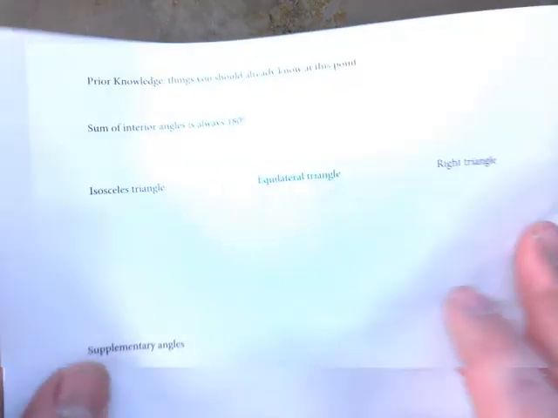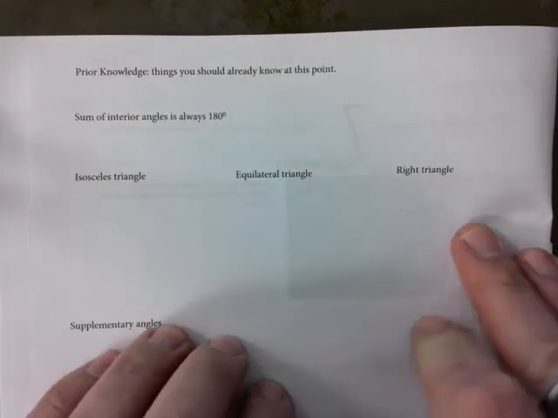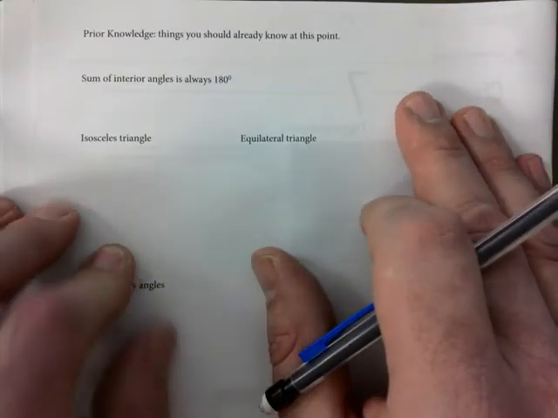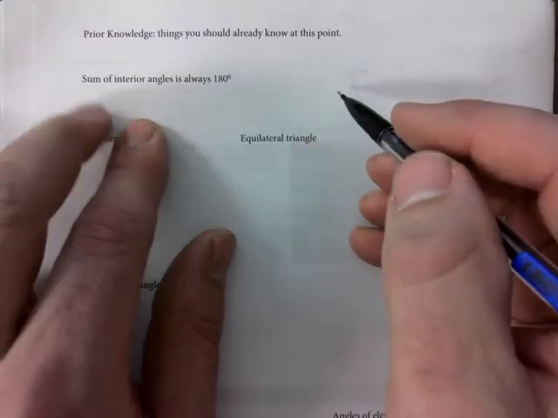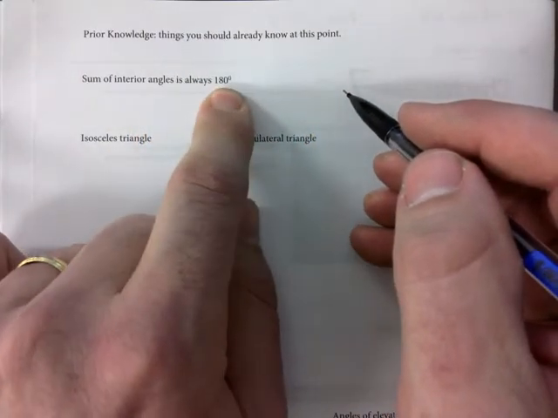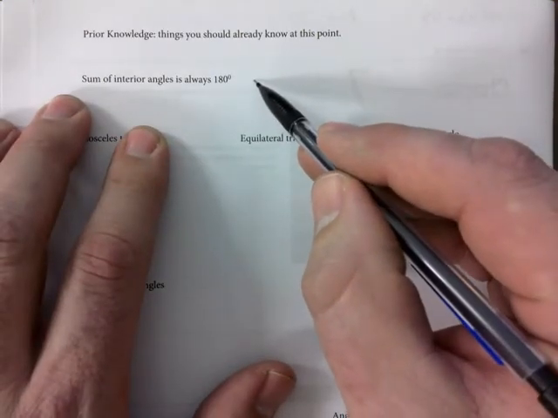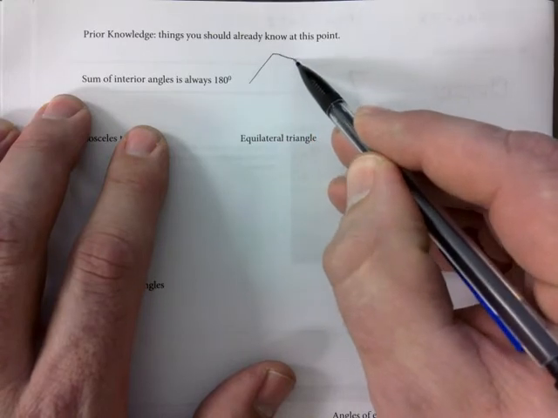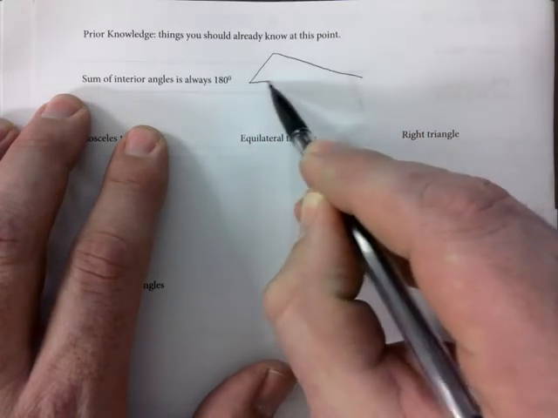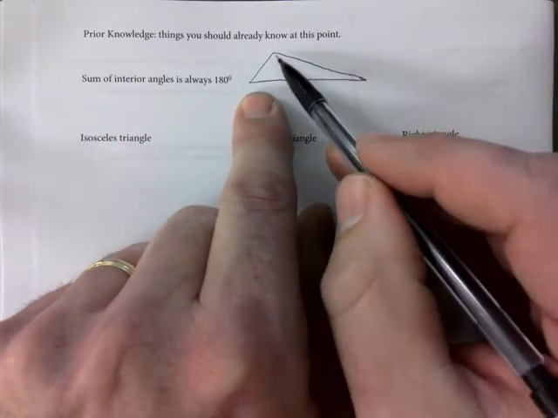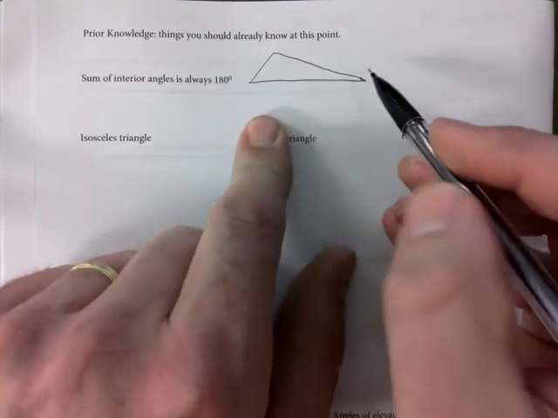Next page. So just flip to the back of the front page. These are things you should already have knowledge of. Okay. So the sum of interior angles is always 180 degrees. And that is a triangle, by the way. So draw a triangle that is clearly offset, like this.